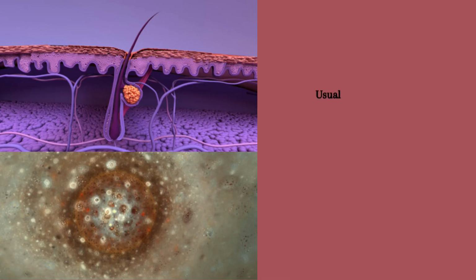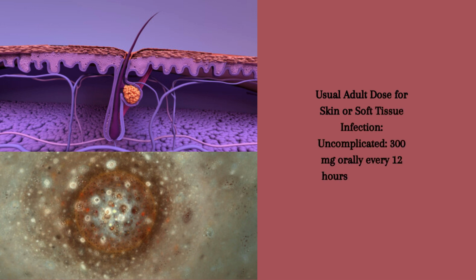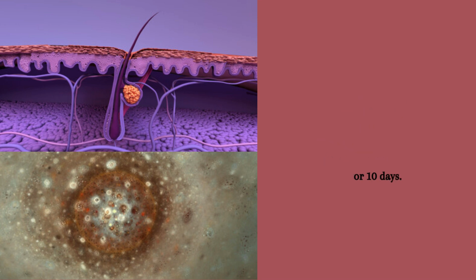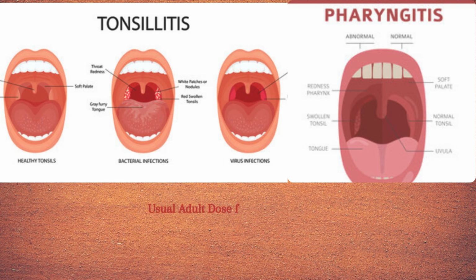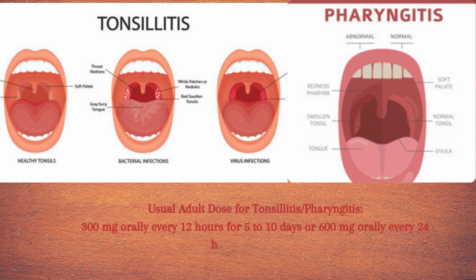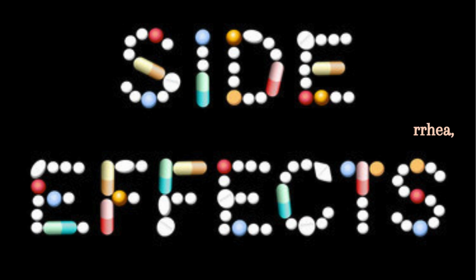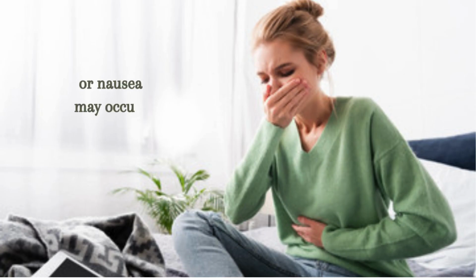Usual adult dose for skin or soft tissue infection, uncomplicated: 300 mg orally every 12 hours for 10 days. Usual adult dose for tonsillitis, pharyngitis: 300 mg orally every 12 hours for 5 to 10 days or 600 mg orally every 24 hours for 10 days. Side effects. Diarrhea, headache, or nausea may occur.